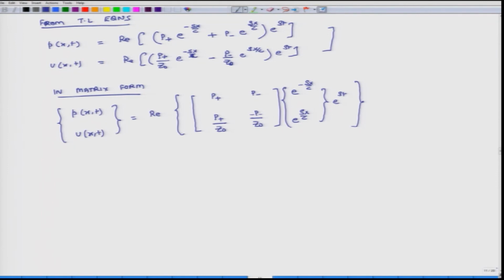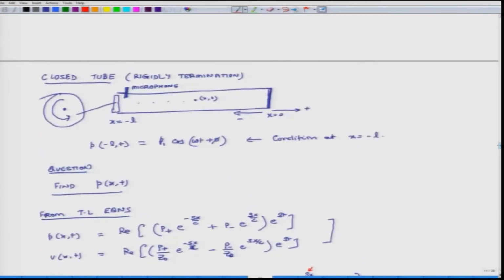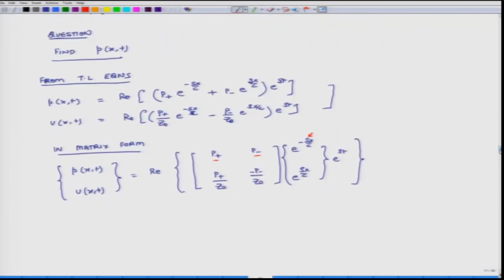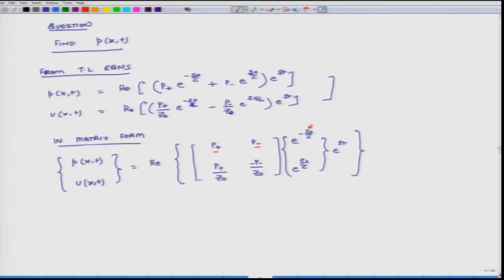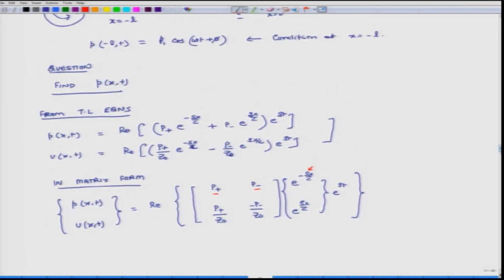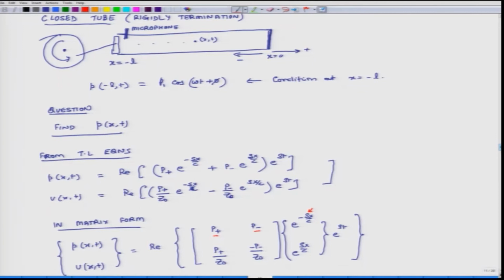So, again, what is our aim? We have to find the values of P plus, P minus, and S. If we know P plus, P minus and S, then I can calculate the value of P of x, t for all values of x in the tube. So, our aim is to find P minus, P plus and S. These are the transmission line equations, and the way we are going to figure out the values of P plus, P minus and S is we are going to use these conditions.